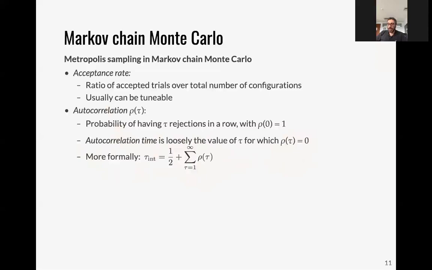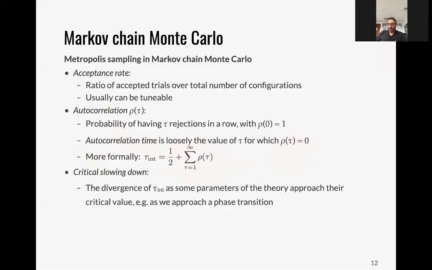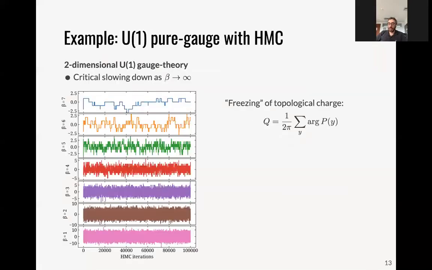And then I will define here critical slowing down, which you can think of as this tau int diverging, so becoming exponentially large as you approach some critical point in the theory. Okay, and just to show you an example of what this looks like, a very standard case where you can see this is in the U1 pure gauge theory.